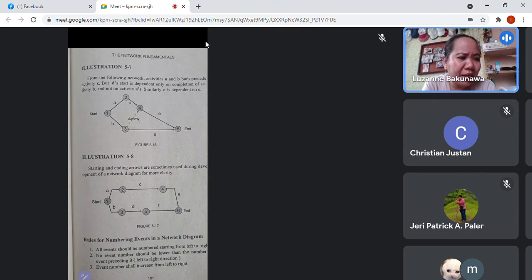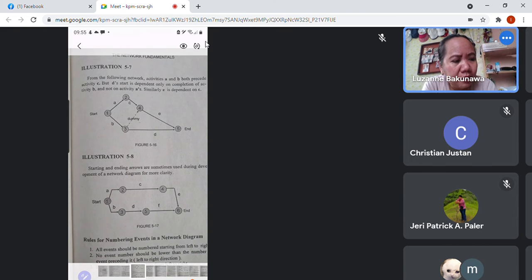Take a look and read: the following network, activities A and B both precede activity C. The two of them should come before activity C, but as you can see in the diagram, it doesn't show. Maybe this dummy, I think this dummy, guys, isn't this the dummy he placed here at 4? Here at 4, it should be at C. Do you get it?